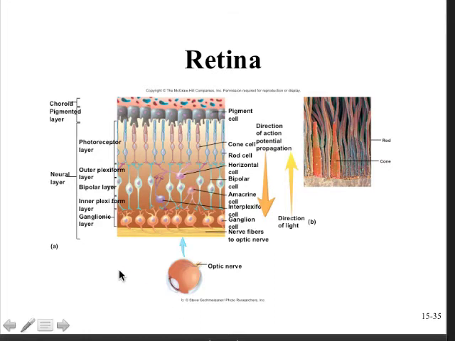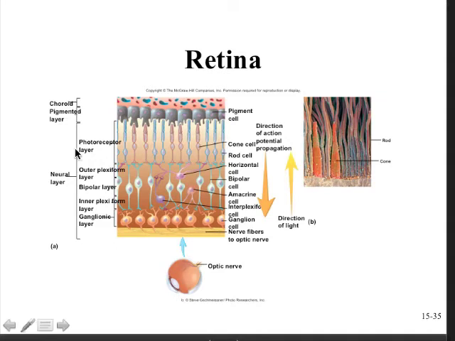Remember that the retina is part of the neural tunic of the eyeball, and it's that portion of the eye that's capable of taking stimulus in the form of light or color and turning that into electrical information so that it can be relayed eventually back to the occipital lobe of the brain.